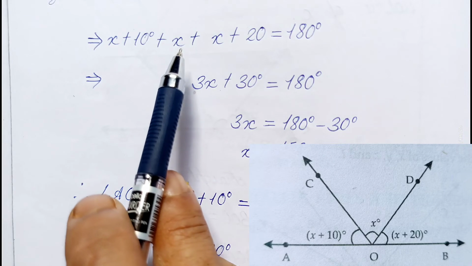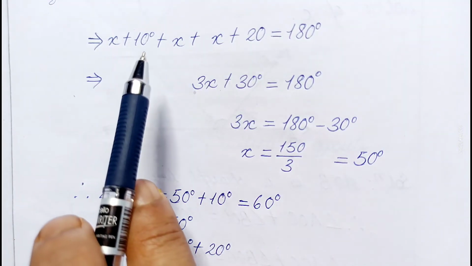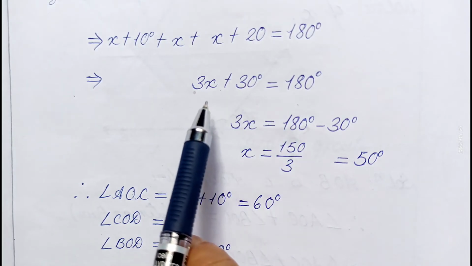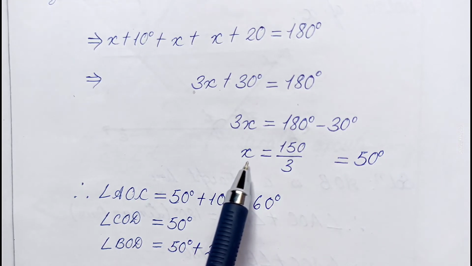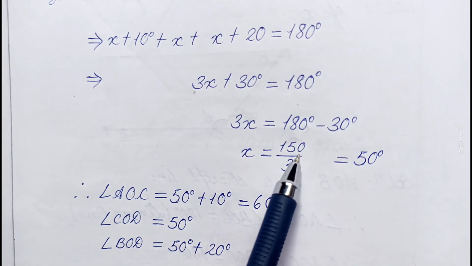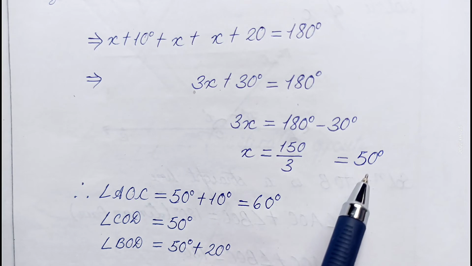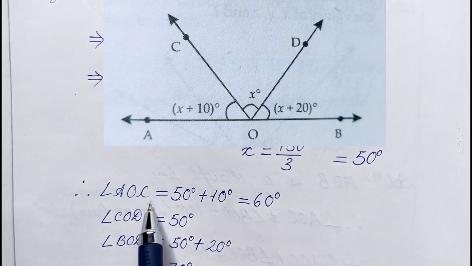x plus x is 2x, 2x plus x is 3x, and 20 plus 10 is 30. So 3x plus 30 will be 180. So 3x equals 180 minus 30, which is 150. So x will be 150 divided by 3, that means 50 degrees. Therefore, AOC, as it is given, is x plus 10.